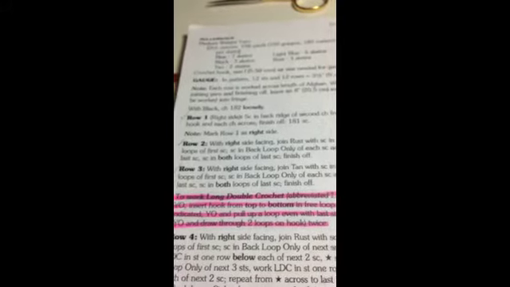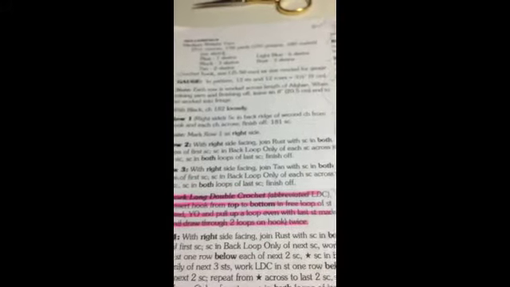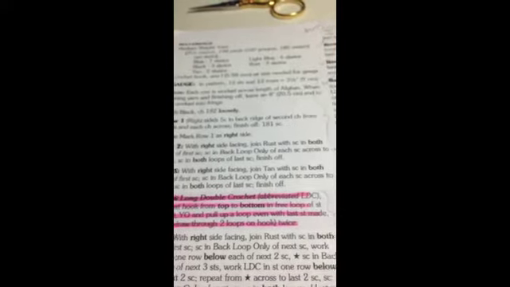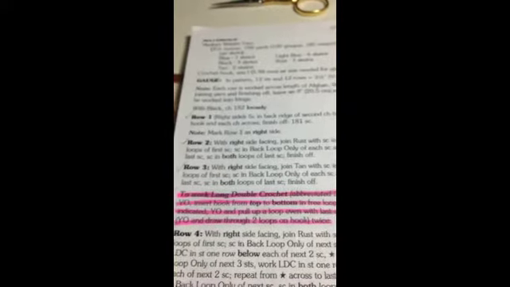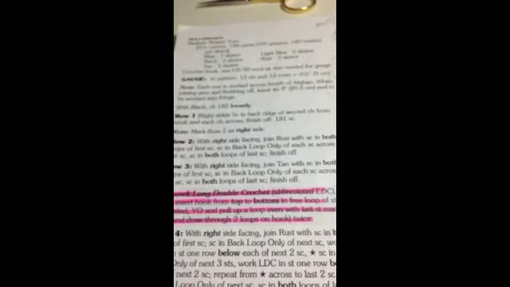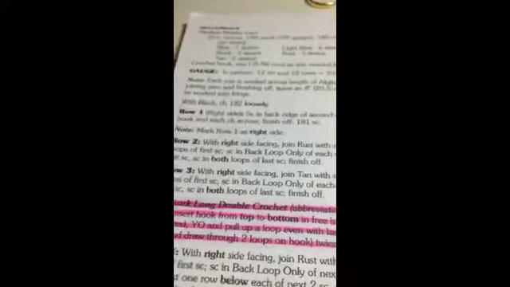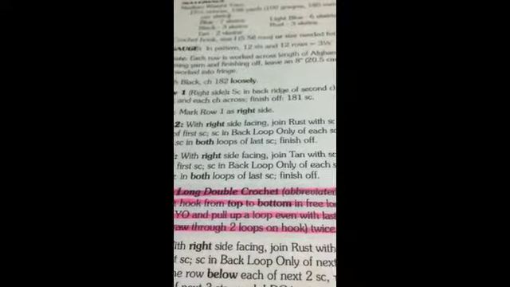Yarn over, insert hook from the top to bottom in free loop of stitch indicated. Yarn over and pull up a loop even with last stitch made. Yarn over and draw through 2 loops on the hook twice. And that is a long double. And so, like I said, look for those special instructions.